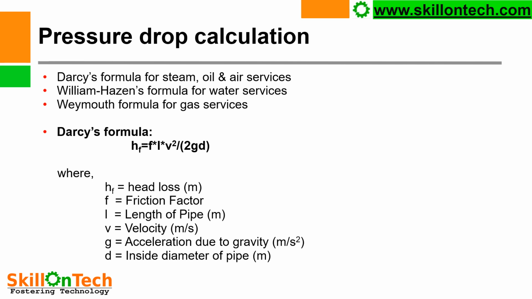Pressure drop calculations. Darcy formula for steam, oil and air services. Hazen-Williams formula for water services. Weymouth formula for gas services. The Darcy formula, which is generally used, is hf = fLV²/2gD, where hf is head loss in meters, f is the friction factor, L is the length of pipe in meters, V is velocity in meter per second, g is acceleration due to gravity in meter per second square, and D is the inside diameter of pipe in meters. With this formula we can calculate the pressure drop in our pipeline.